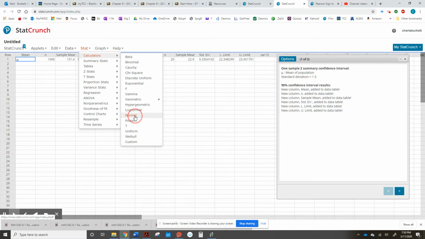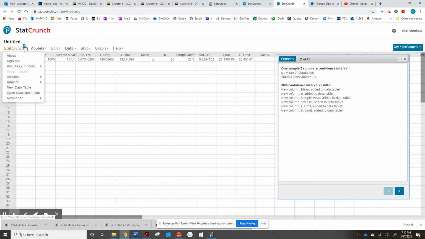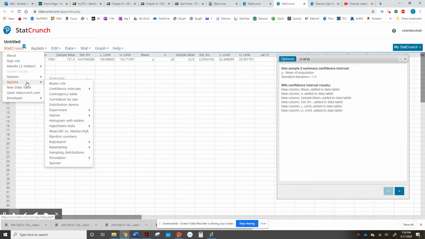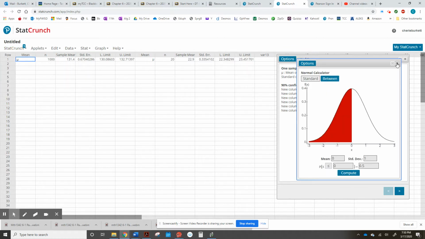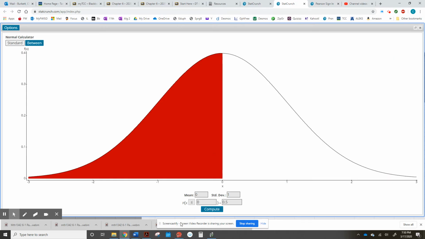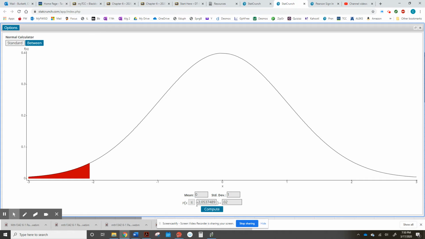We would go to Stat and we would go to calculations and we would go to a normal. And let's make this bigger. Uh-oh, I didn't make it bigger. I made it smaller. What did I do with it? Let's do this. There it is. I'm trying to make it bigger. All right, and we need a Z value when the area is 0.02. And we're going to calculate, and there it is, negative 2.053. And if we'd want to round that, 2.054.